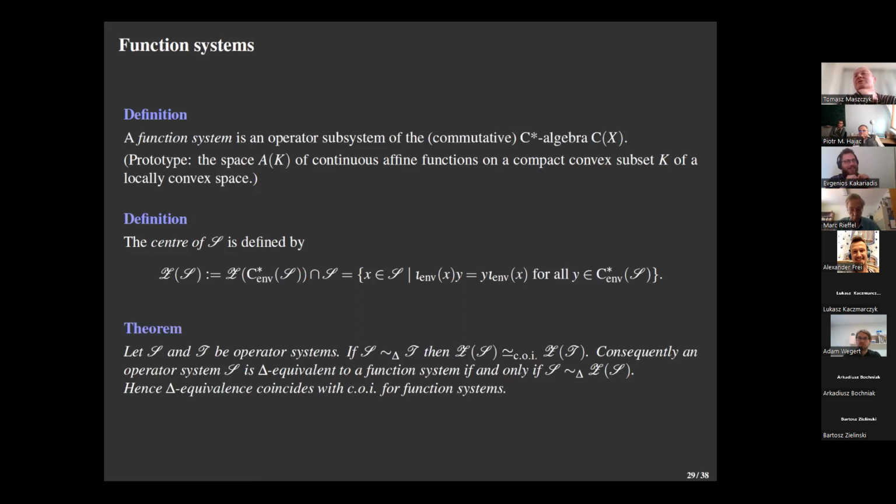Maybe one quick question, to check if I understand the notion of a sister envelope. Is the sister envelope defined by a universal property? It's defined by a co-universal property.